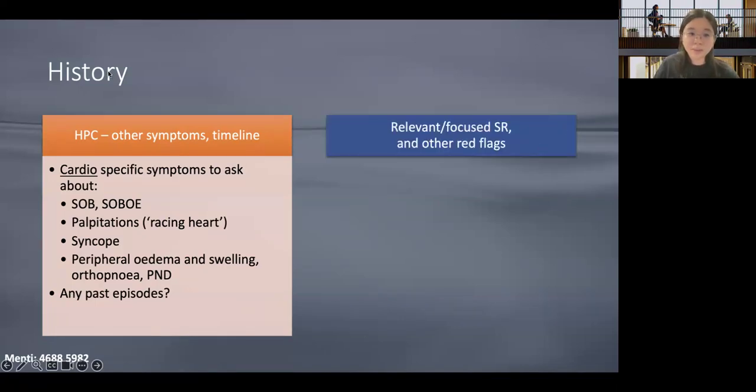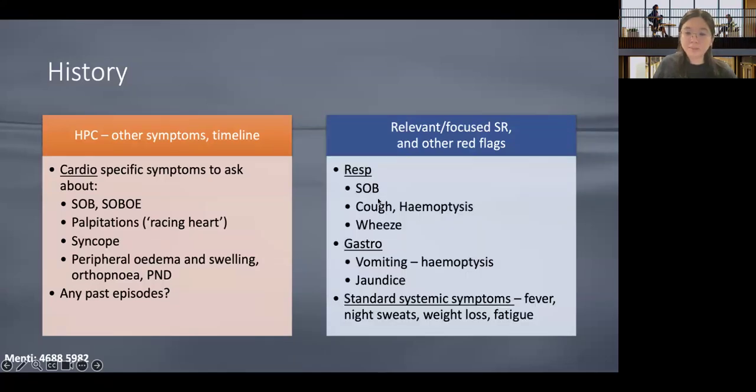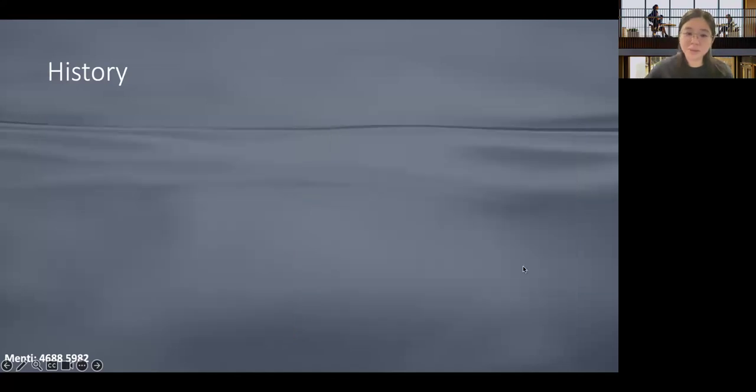For the systems review, for respiratory, you would again ask about shortness of breath, so you don't only need to ask this once. Cough, and whether you bring up any blood with that cough, any sputum, what color is it, any noisy breathing, you would say that instead of a wheeze. Again, vomiting, any blood with that, and jaundice. Standard things that you want to check: fever, night sweats, weight loss, and fatigue. Regardless of which system you want to ask about, you would always want to ask about that.